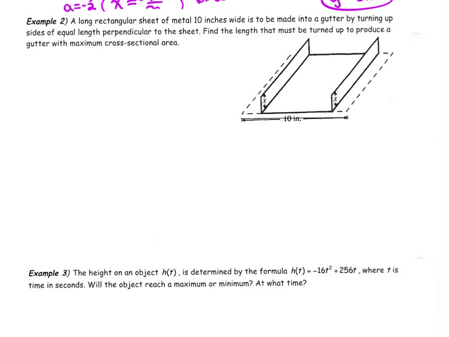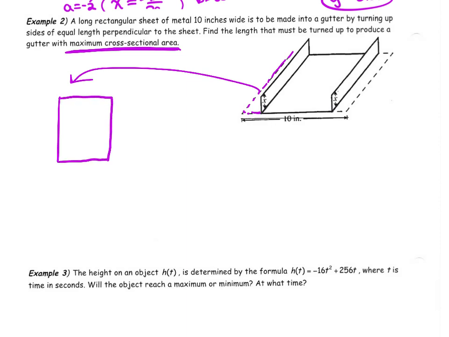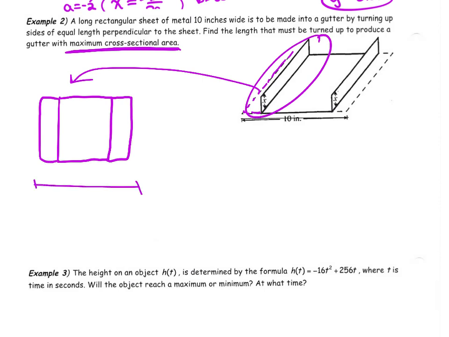We want to find the length that it must be turned into to produce a gutter with a maximum cross-sectional area. So I'm actually going to redraw this here. If I were to flatten this, and that's why we have this dotted line here, that's actually to help you. Here is the actual gutter, and if I were to flatten these sides, that would be over here and over here. And the entire length is 10 inches if we were to flatten those edges.